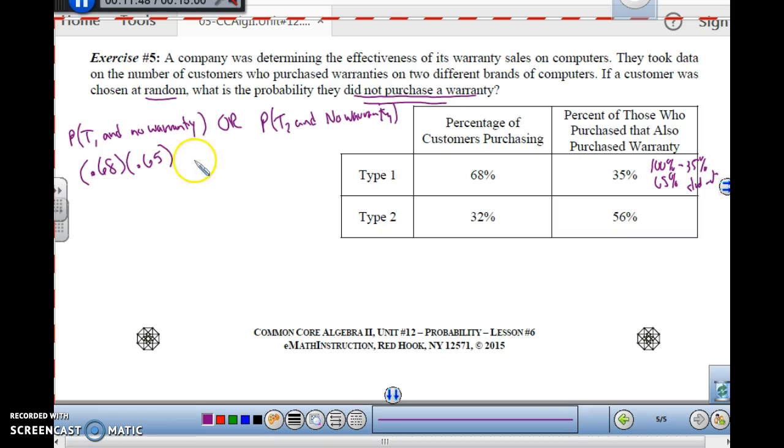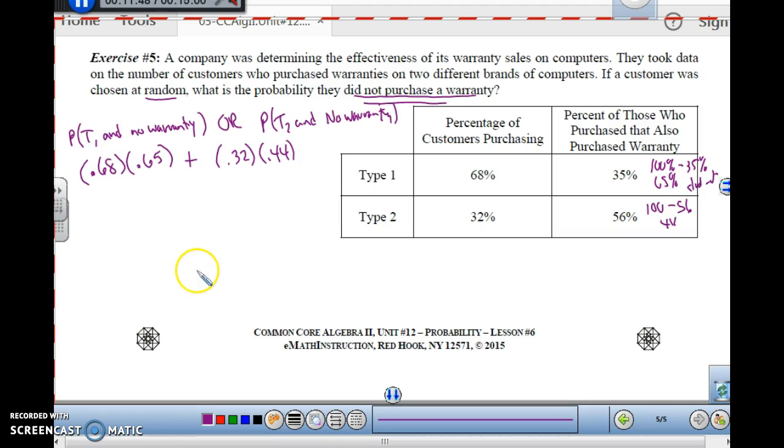Okay, so or, which means to add, to how many purchased type 2 would be 32%. So 32% purchased a computer, so that would be 0.32. And of those 32%, 56% also purchased the warranty, so how many did not purchase the warranty? So it would be 100 minus 56. All right, and that would be 44%.